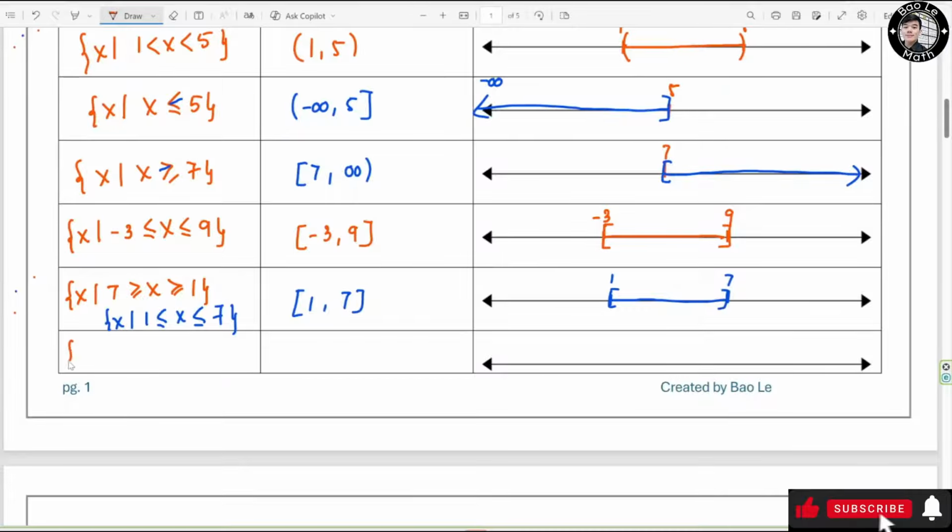Now suppose you have only numbers x such that negative 3 less than x less than or equal to 9. We put negative 3 here and 9 here. So it's between negative 3 and 9. But you don't include negative 3, right? So you put the parenthesis right here, right? And you include 9, so you put the bracket right here, right? So it should be negative 3, 9, right?